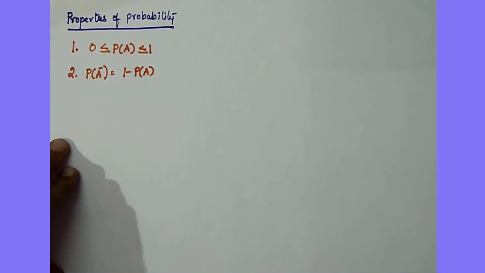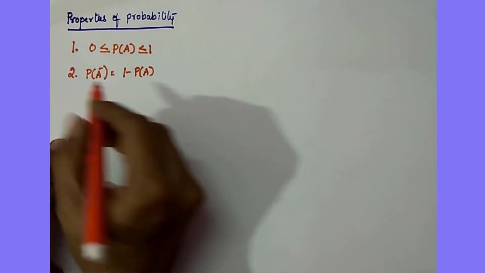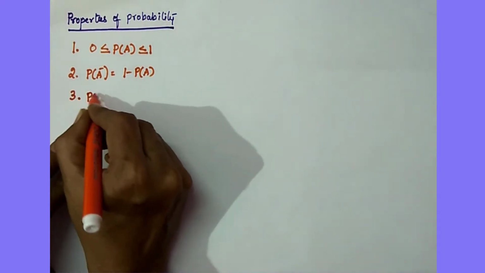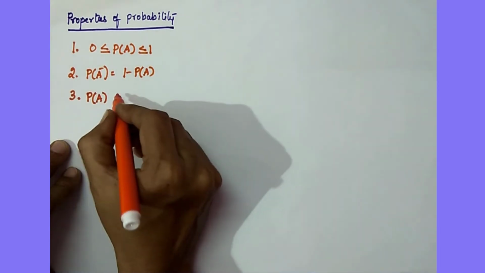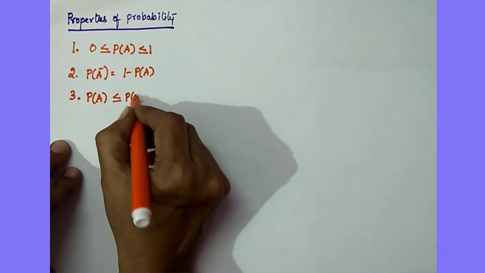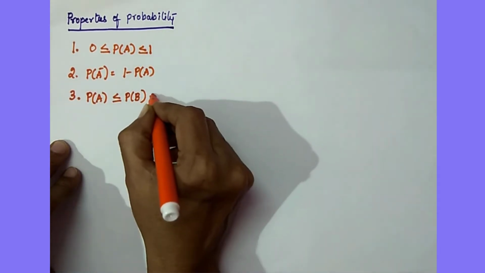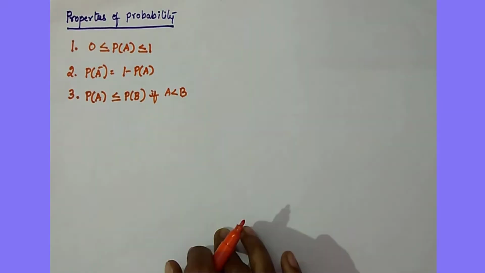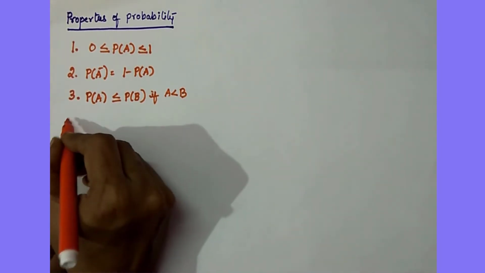A bar means complement. And the third one, P of A is less than or equal to P of B if A is a subset of B. If the event A is contained in B, then the probability of A is also less than or equal to that of B.